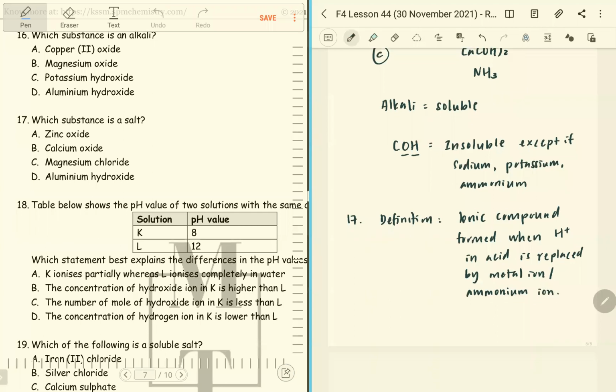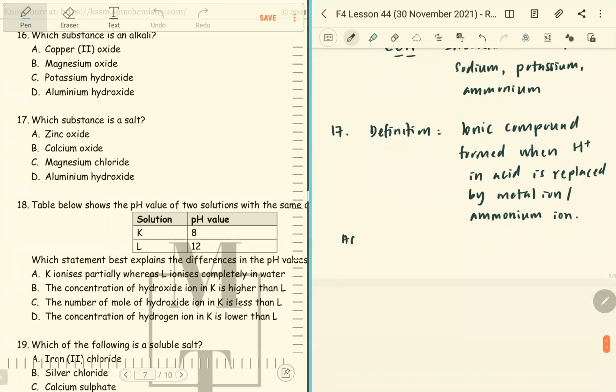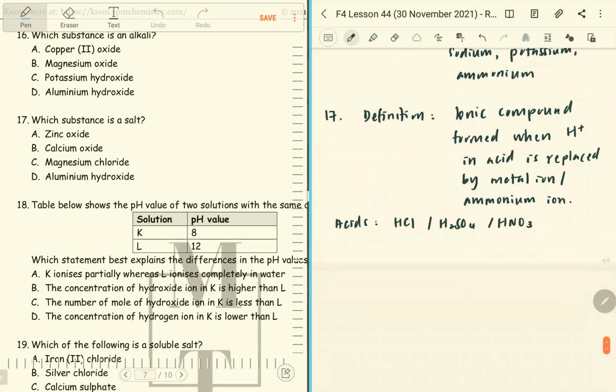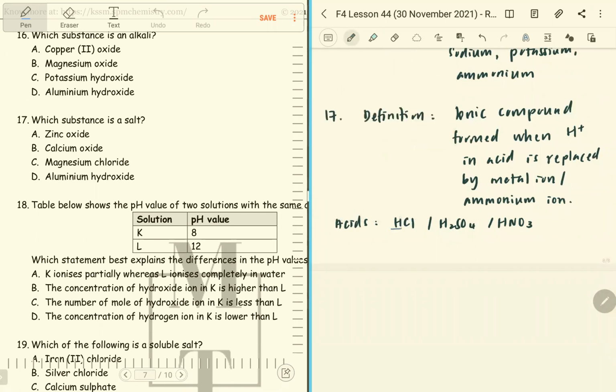So when we know this definition, it's very easy for us to find the answer for this question because we only know a few acids. One is HCl. We know H2SO4. We know HNO3. Don't need to bother about the weak acids for now. So what happens is that the H is replaced by something else. Let's say this H is replaced by Na, a metal ion. So you get NaCl. So this one is a salt. If you replace it with, for example, lead, you get lead chloride. So this is also a salt.